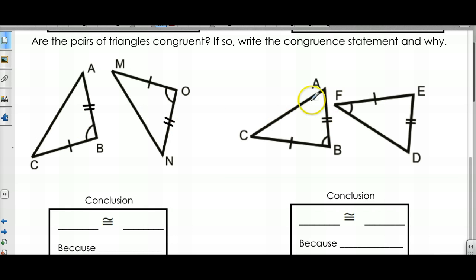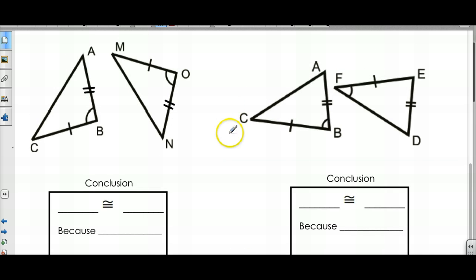All right, let's get a little more tricky on this. Are these pairs of triangles congruent? If so, let's write the congruent statement and how I know that they're congruent. So let's look at this. In this case, I have two sides and an angle in between, and two sides with an angle in between the two sides. And look, I have this side, AB is congruent to NO, CB is congruent to MO, and angle B is congruent to angle O.